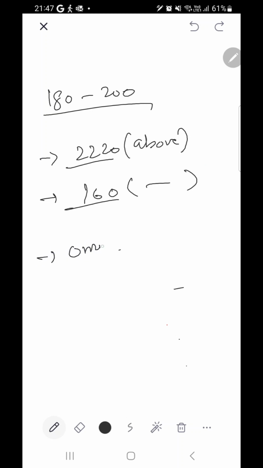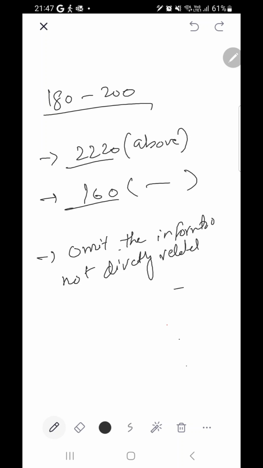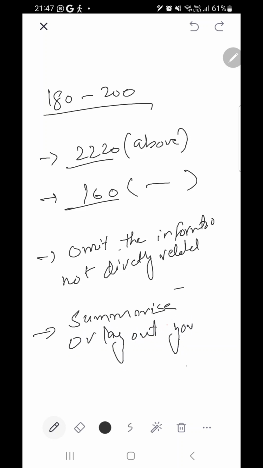You have to omit the information not directly related. And yes, we have to summarize or lay out your letter so that even a layman can understand. It should be written in such a way that even a layman can understand how well you have presented this letter.